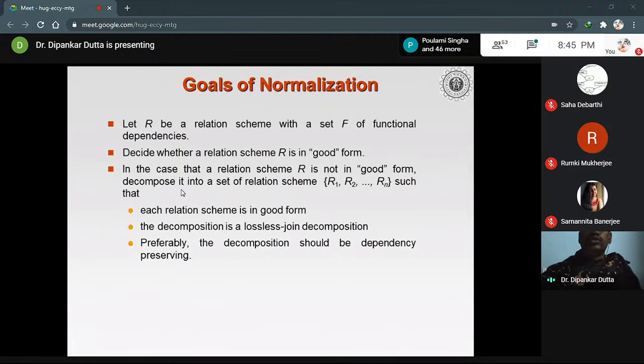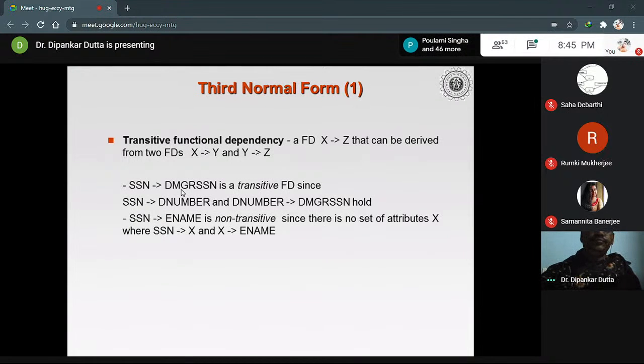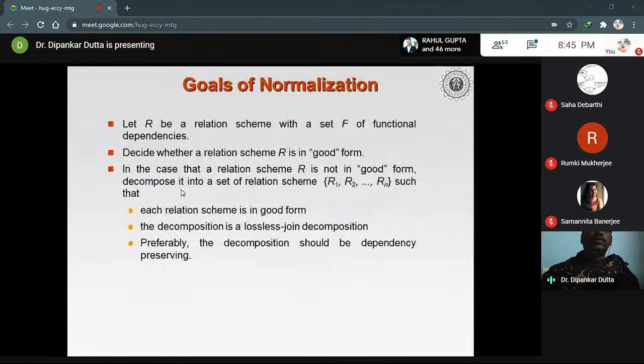So what are the goals of normalization? Let R be a relation schema with a set F of functional dependencies. Decide whether a relation schema R is in good form. In the case that a relation schema R is not in good form, decompose it into a set of relation schemas R1, R2 up to Rn such that each relation schema is in good form. The decomposition is a lossless-join decomposition. Preferably, the decomposition should be dependency preserving.